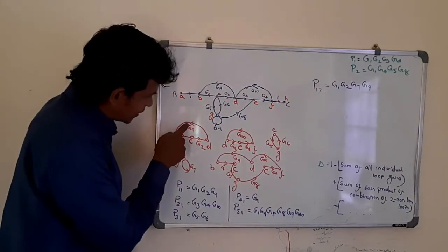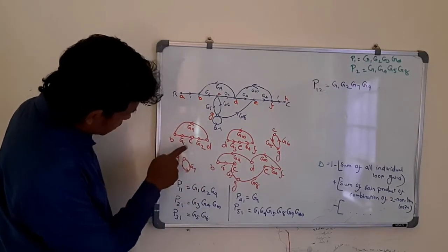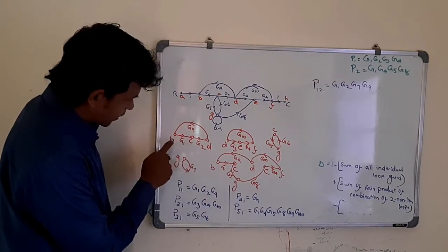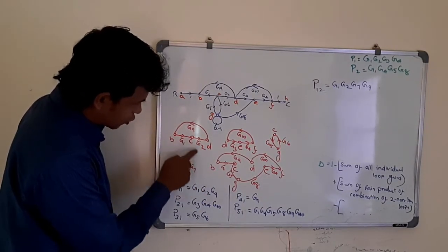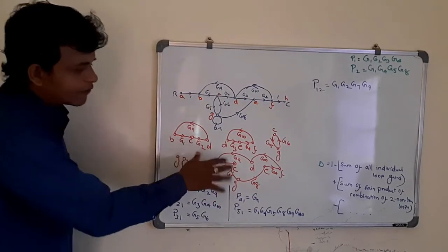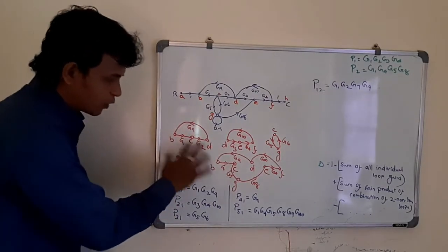Now again I am comparing this loop with this loop. Are they non-touching loops? Here we have node C, node B, and we have a lot of touching nodes. Node B is common, node C is common, node D is common. So we cannot say these two loops are non-touching loops. They are touching loops, so we are not going to consider them.